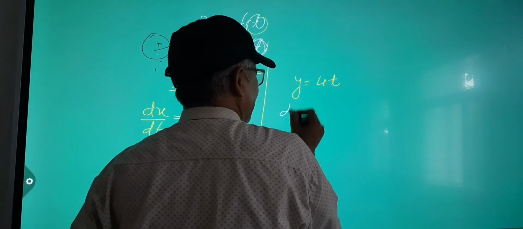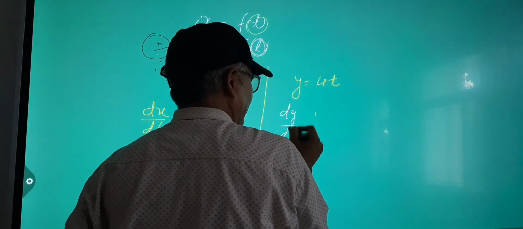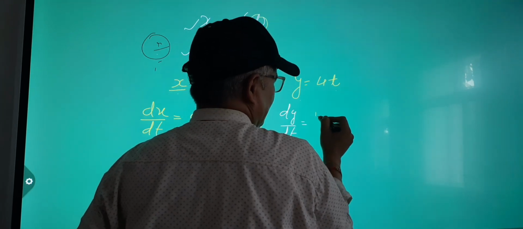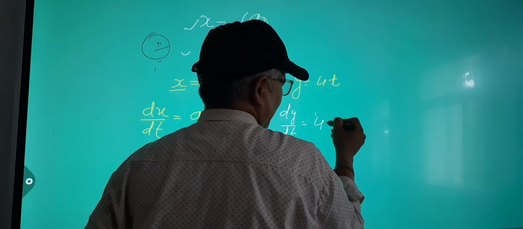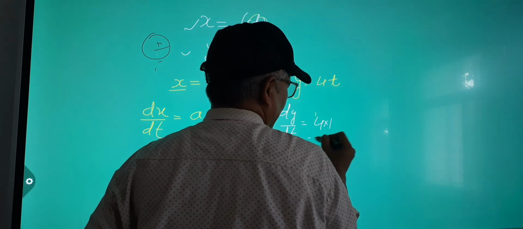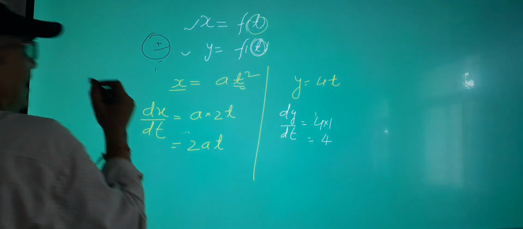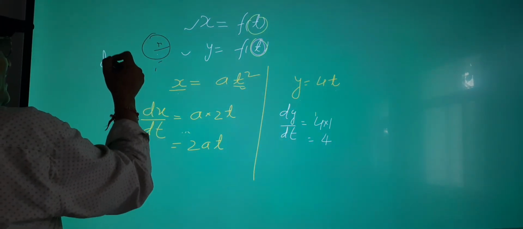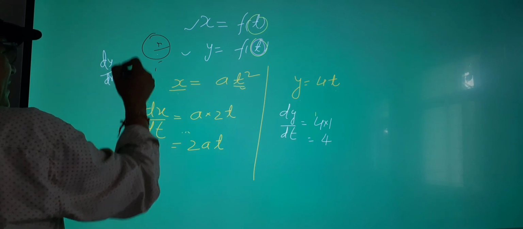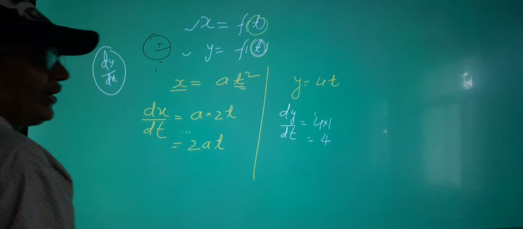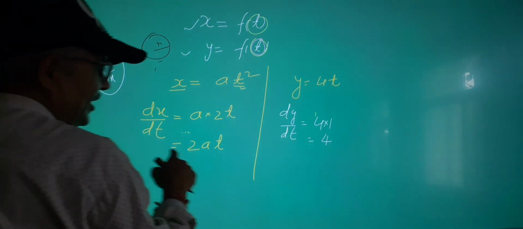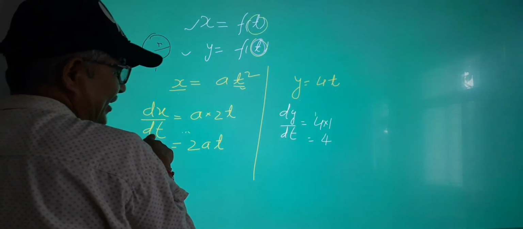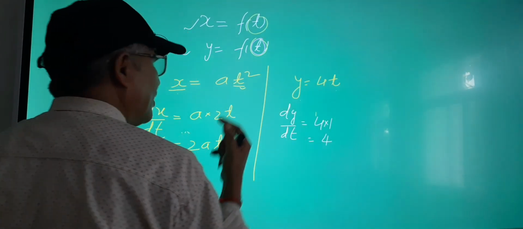So now dx by dt is equal to 4 into derivative of t, which is 1, so 4 into 1 is equal to 4. What we need finally, our motive, is dy upon dx. So we have to eliminate t here. dt is present on this side, so dt is here, so what will you do?